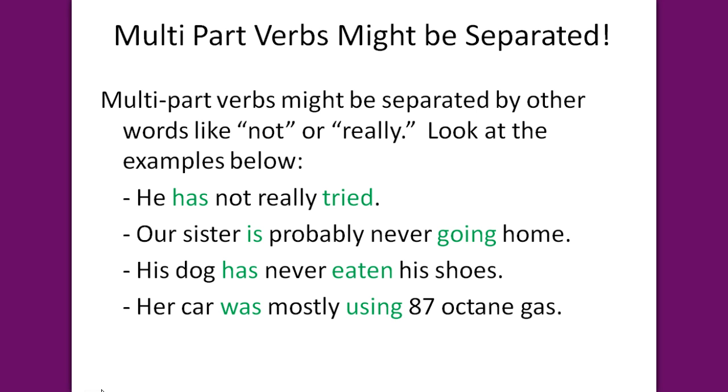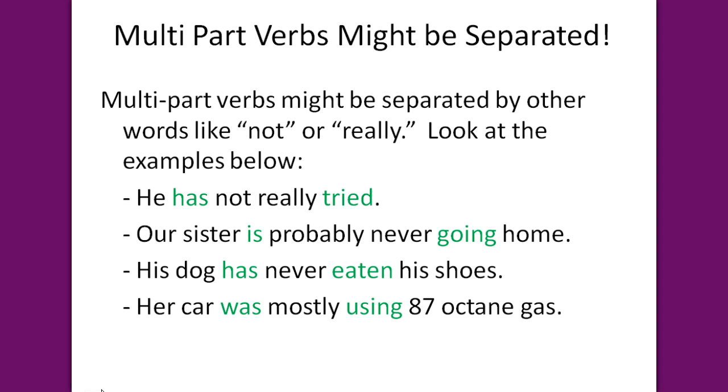Multi-part verbs might be separated by other words like not or really, which are qualifiers or adverbs, depending on the sentence. Look at the examples below. He has not really tried. The verb here is has tried. Our sister is probably never going home. The verb here, is going, is separated by the phrase probably never.